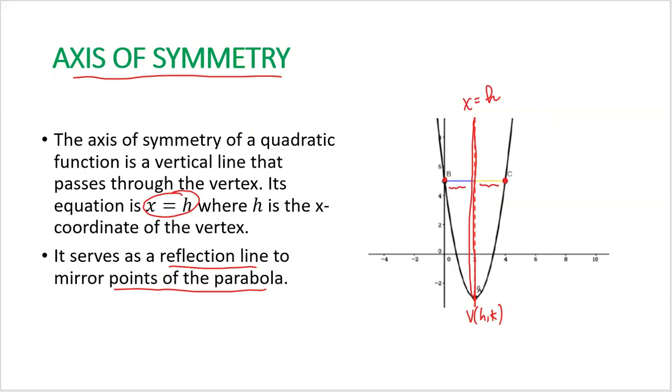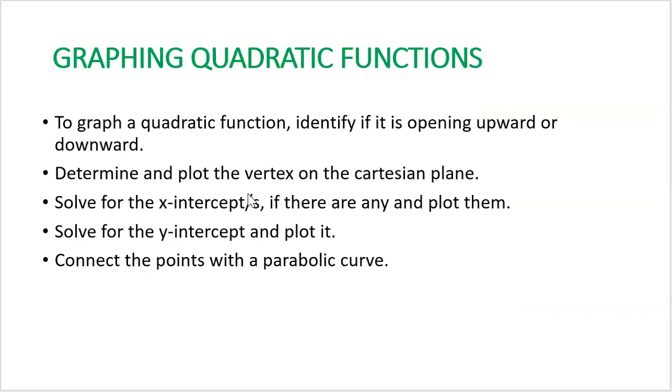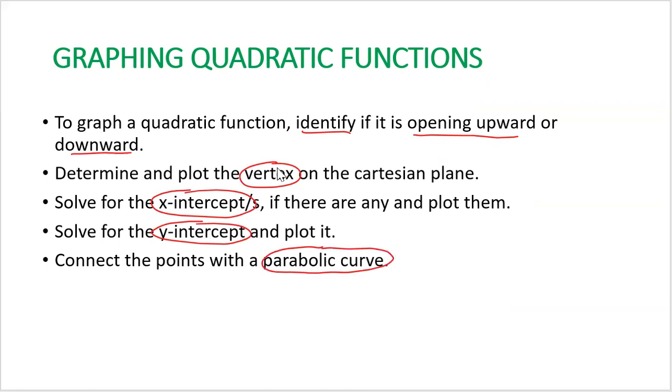Now, how do we graph a quadratic function? As I said earlier, to graph a quadratic function, we will be needing the special points like the vertex, the x-intercepts, and the y-intercept. And first, you need to identify if the parabola is opening upward or downward. And then once you have the special points, we connect the points using a parabolic curve wherein the vertex is either the lowest or the highest point of the graph depending on the orientation of the parabola.